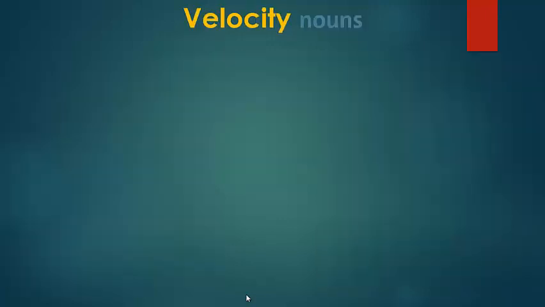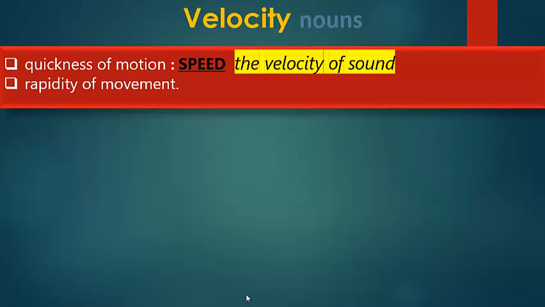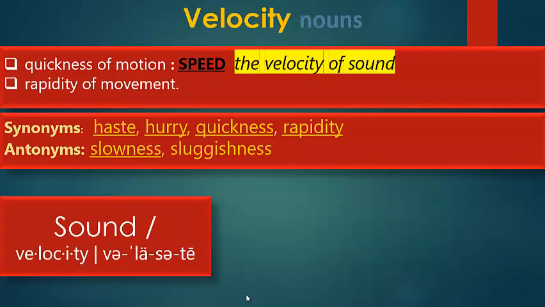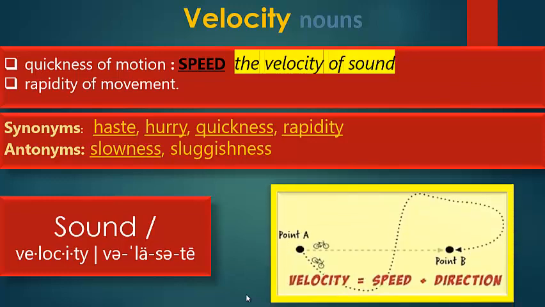Velocity. It's a noun. I think it's famous, a scientific term which means speed over direction or something like this. Let's see some meanings: quickness of motion, speed, like the velocity of sound, rapidity of movement. Synonyms: haste, hurry, quickness, rapidity. Antonyms: slowness, slackness. Sound: velocity. Okay, as I told you, velocity equals speed plus direction.